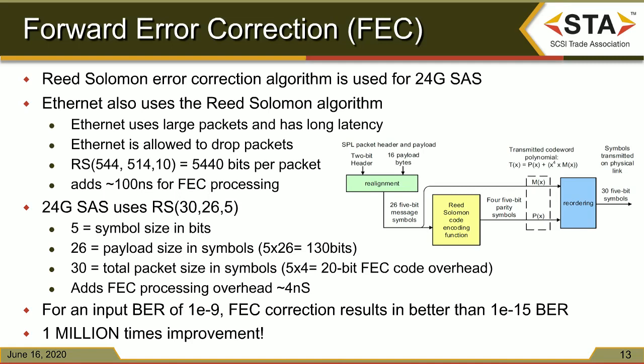By adding forward error correction, we're able to improve our error rate by 1 million times. And that's, again, worth reiterating. That takes us from 22 errors every second to 1 error every 12 hours and 20 minutes. And for SAS or any sequential transaction, if you get a bit error, you can't just send that bit again. You have to send the entire transaction again to get it corrected.